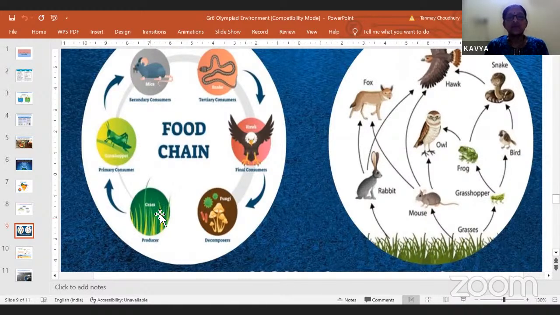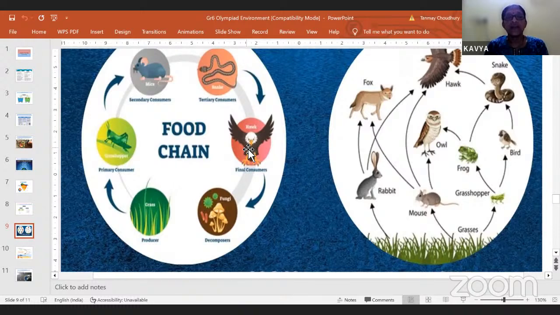And this grass or the plants are first consumed by, or eaten by, herbivores. So they are the primary consumers. They consume first. Primary means first. So they are the first ones to consume this food. These primary consumers are then eaten by the carnivores. They are the secondary consumers. Okay. So these secondary consumers are eaten by other carnivores. They are known as the tertiary consumers.